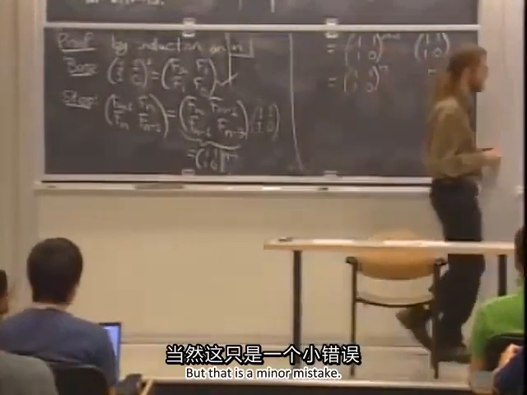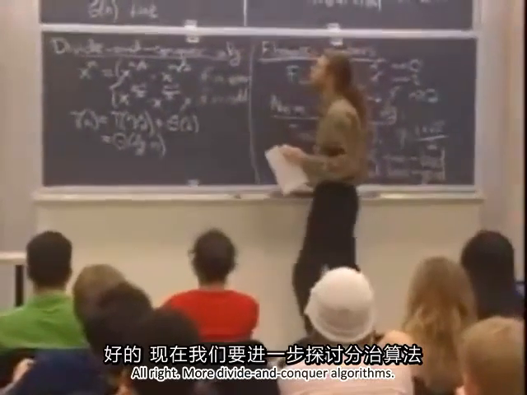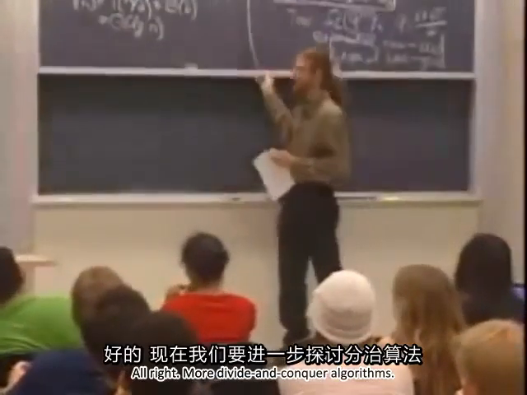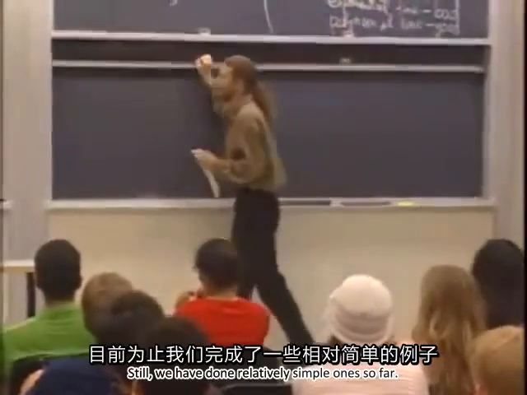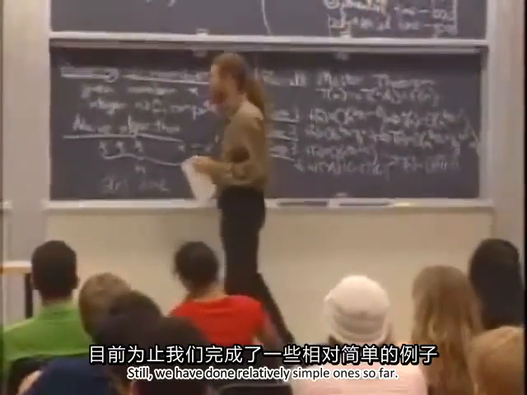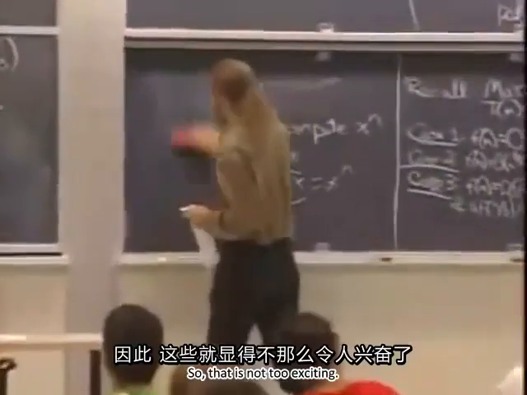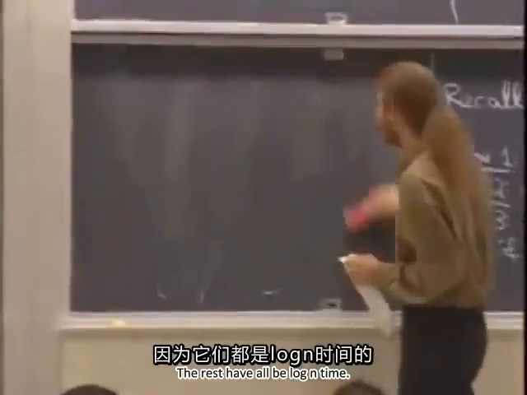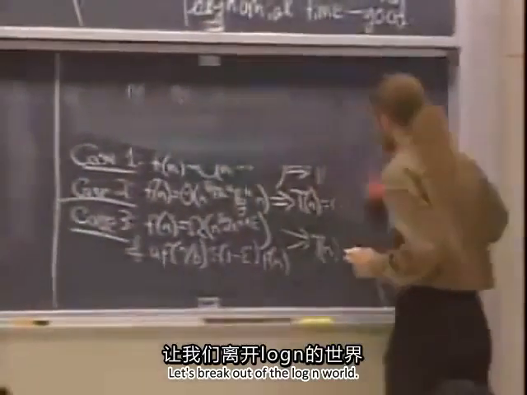Okay, but that's a minor mistake. You wouldn't lose much for that. Right, so more divide and conquer algorithms. Still, we've done relatively simple ones so far. In fact, the fanciest has been merge sort, which we already saw, so that's not too exciting. The rest have all been log n time. So let's break out of the log n world.